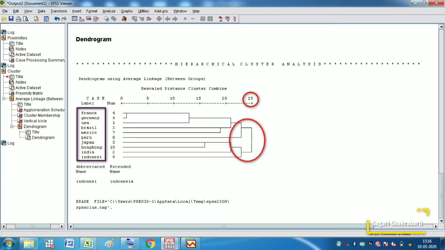Combining all the markets together is not at all a good idea because the cluster is formed at a distance of 25. Hence, it combines intrinsically dissimilar markets.